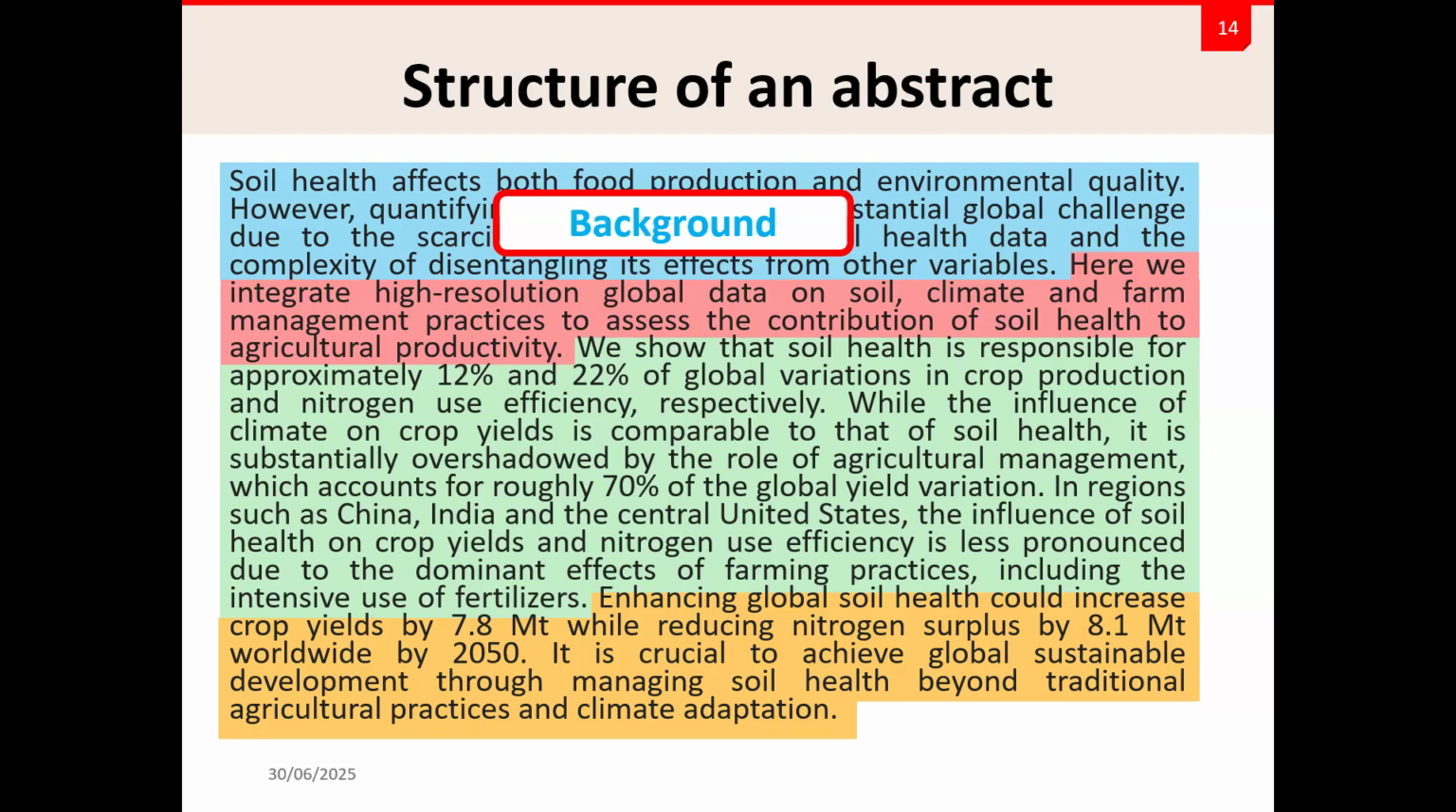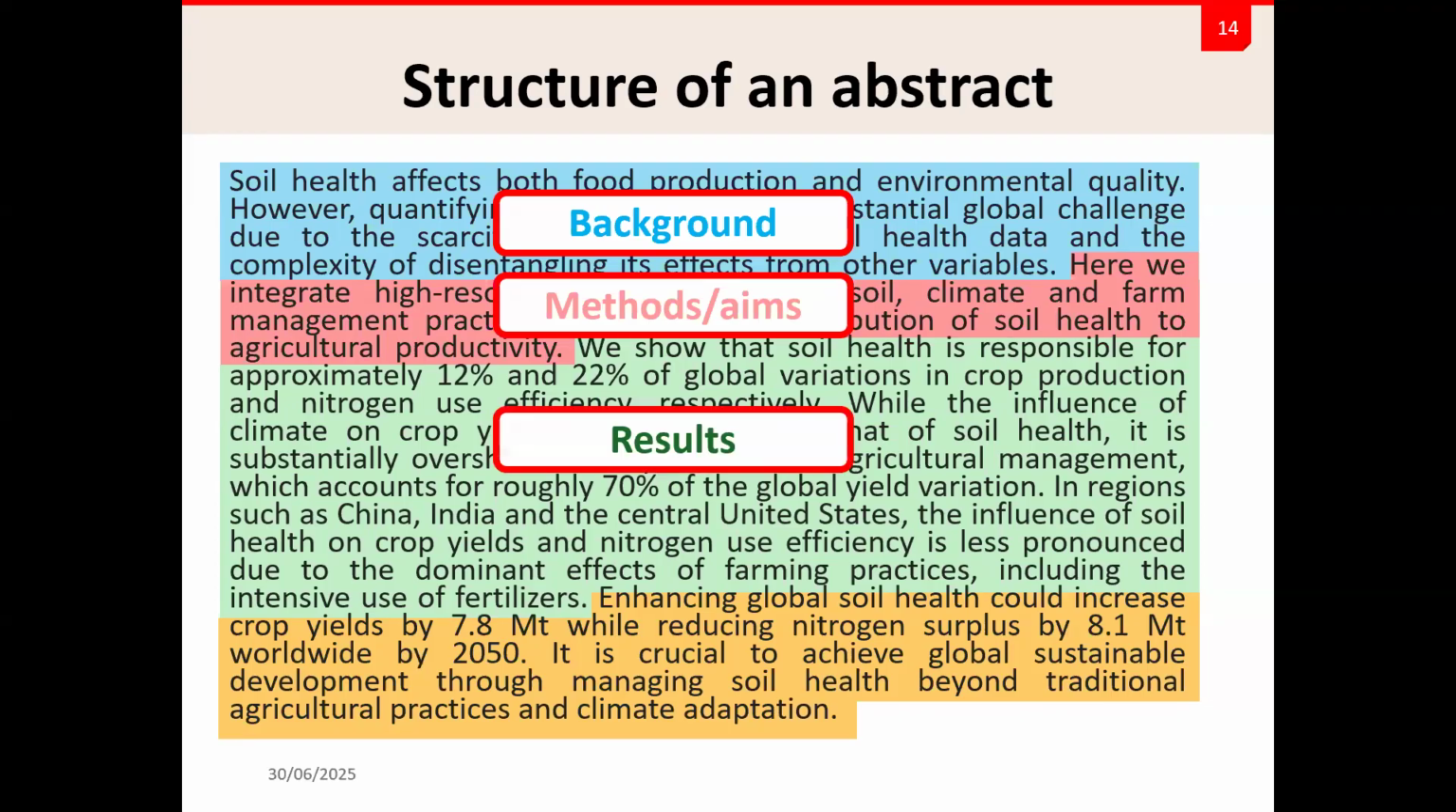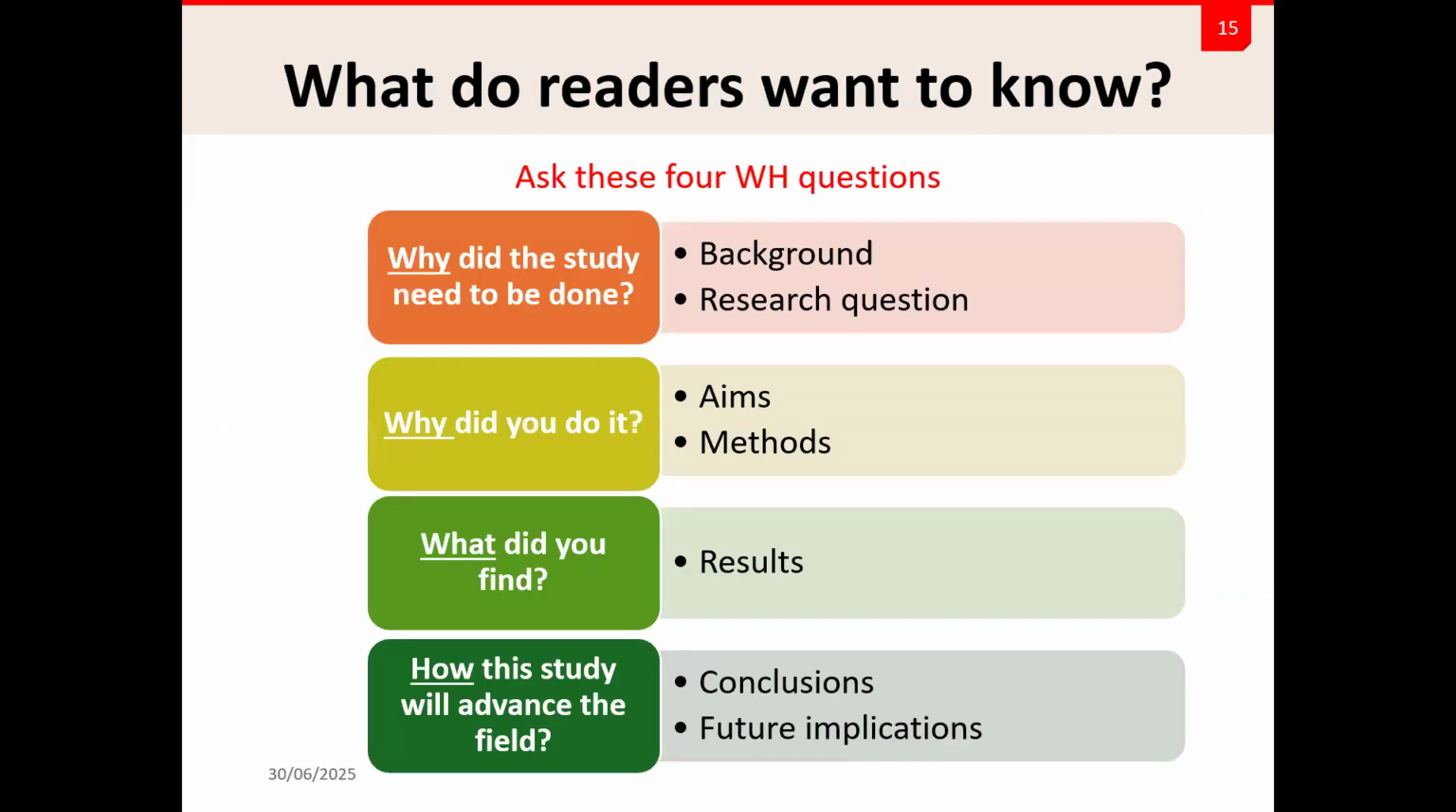The abstract has four main parts. First one is the background, the second one is methods or aims, the third one is the results, and the fourth one is the conclusion. So the abstract always has these main parts: background, methods or aims, results, and conclusion. Now the question is how to write these sections. It's easy. In my case, I always ask these 4 WH questions.